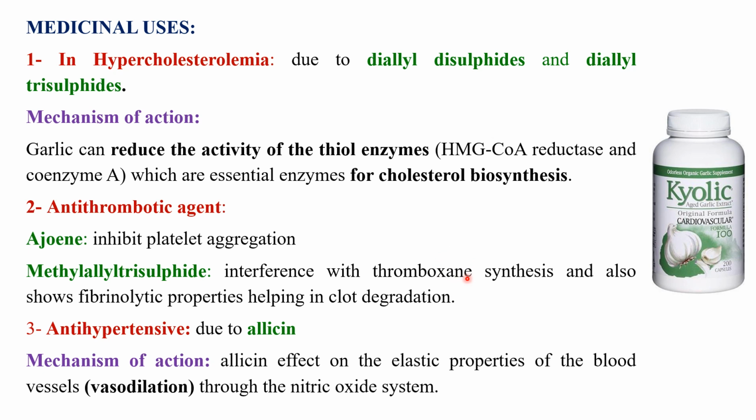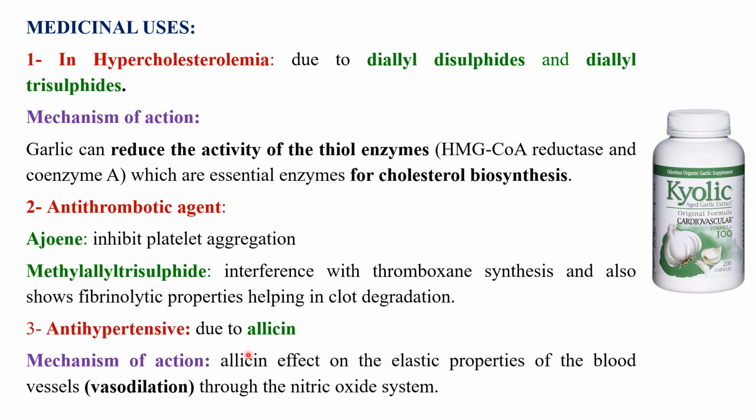So here garlic interferes with the formation of the precursor of the clot, known as thromboxane, and also if the blood clot has already formed, garlic could show fibrinolytic properties. It dissolves the fibrin and helps in clot degradation. So it is very important for patients at high risk of blood clotting.